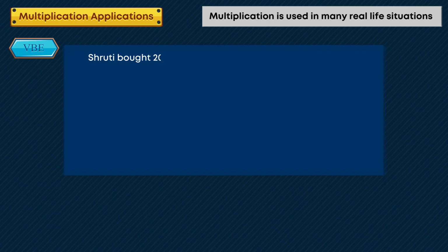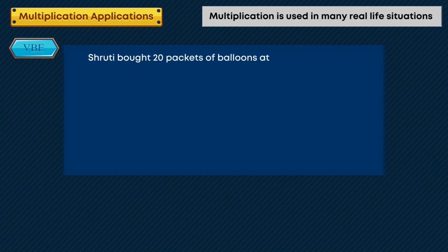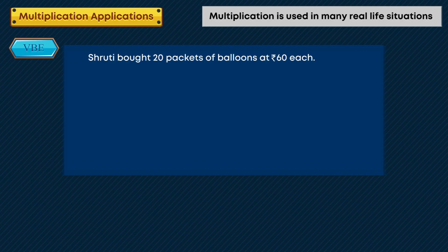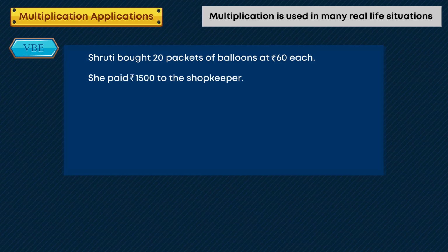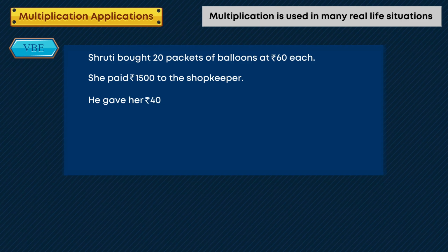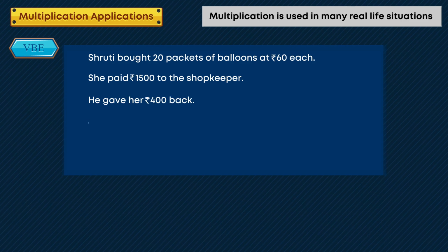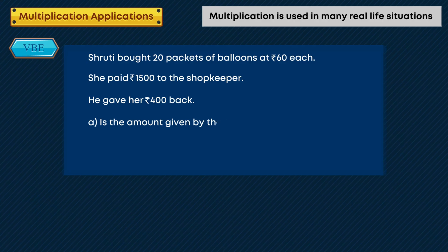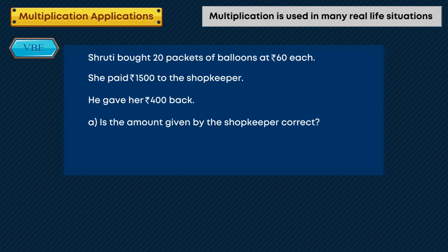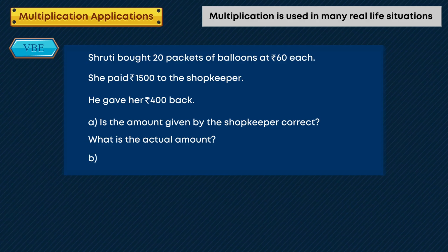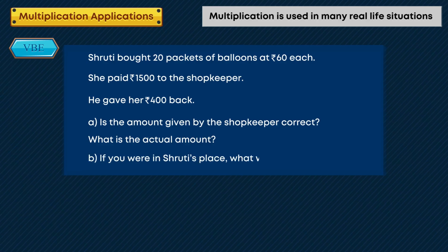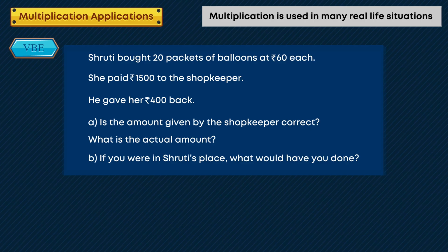Shruti bought 20 packets of balloons at 60 rupees each. She paid 1500 rupees to the shopkeeper. He gave her 400 rupees back. A. Is the amount given by the shopkeeper correct? What is the actual amount? B. If you were in Shruti's place, what would you have done?